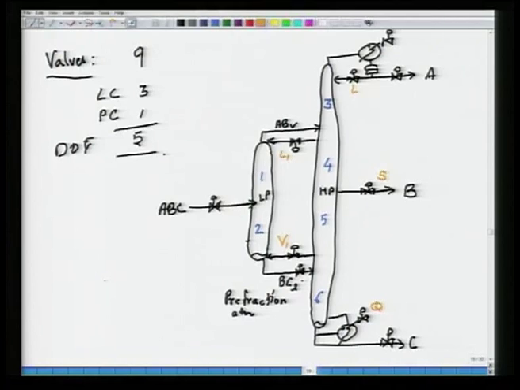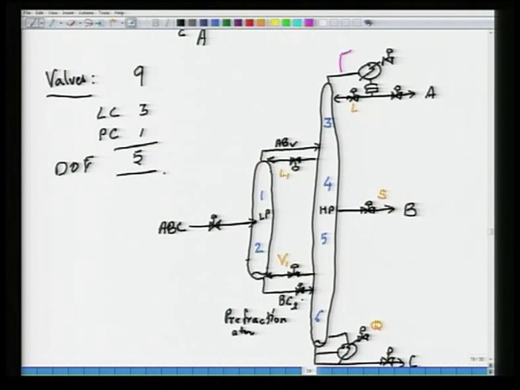The other 4 valves are used for level control and pressure control. So, let me draw a control structure on this. This would be pressure control.